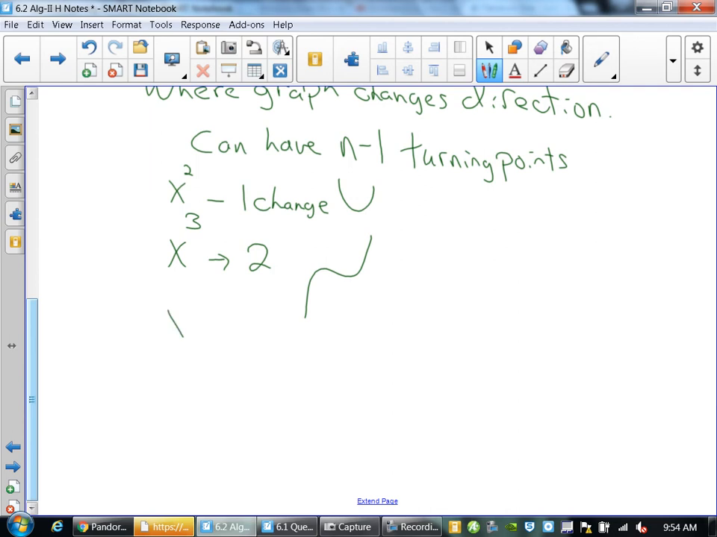Same idea. If it's a 4th degree, you could have up to 3 of them because it's always one less. 4th degree polynomials might look like this: 1, 2, 3. And so on. You can have all these things possible to happen.